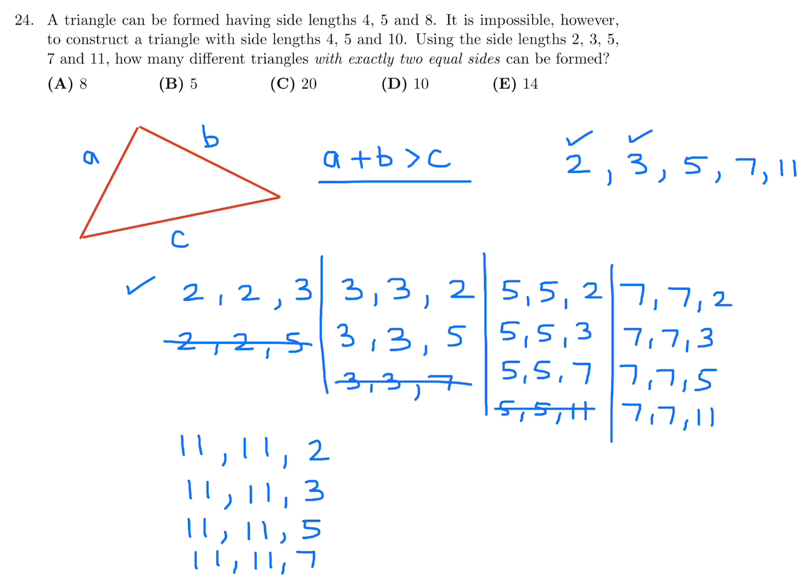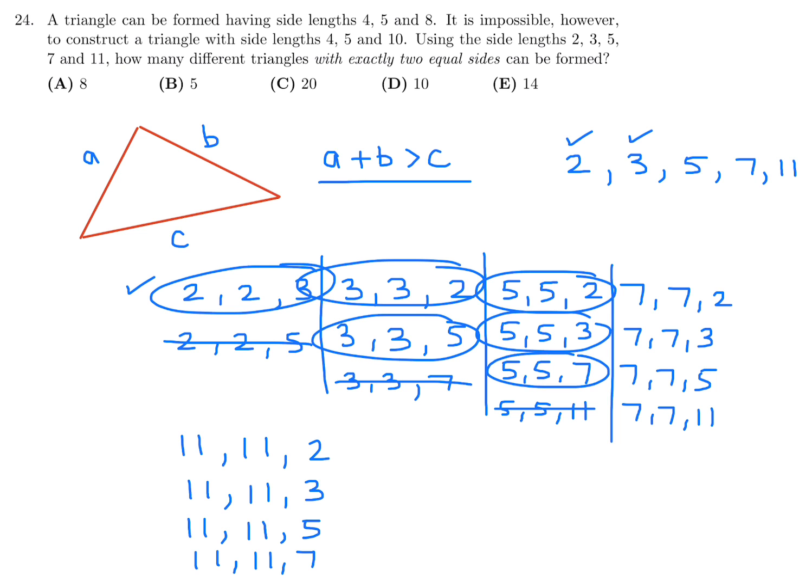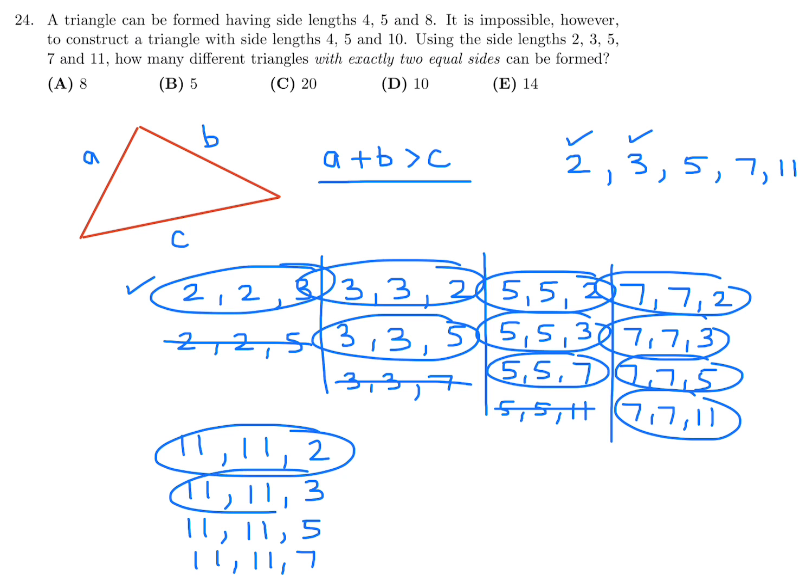So now we got to circle, how many did we get? 1, 2, 3, 4, 5, 6, 7, 8, 9, 10, 11, 12, 13, and 14. So we got 14 that work with our conditions, and therefore number 24, the answer is E.